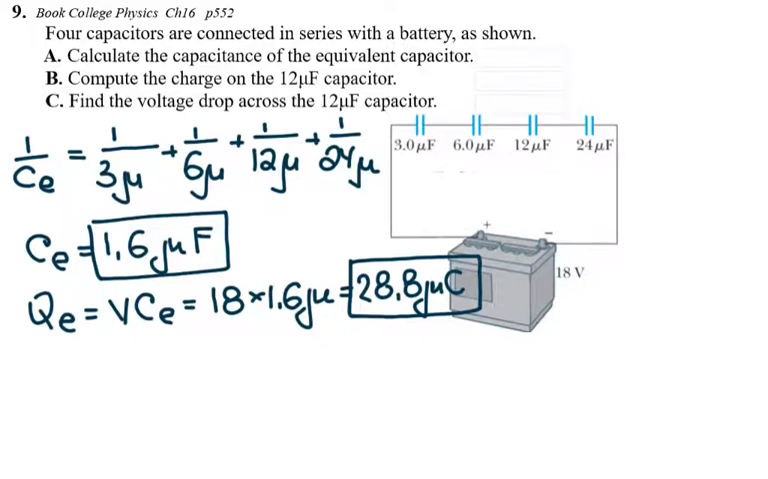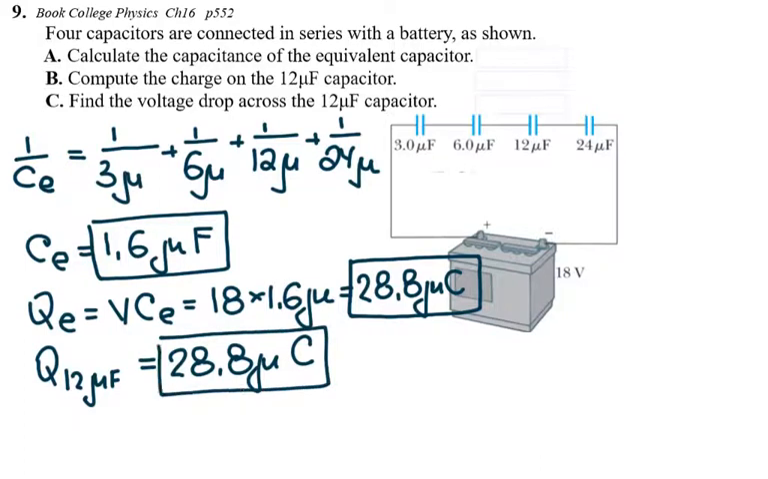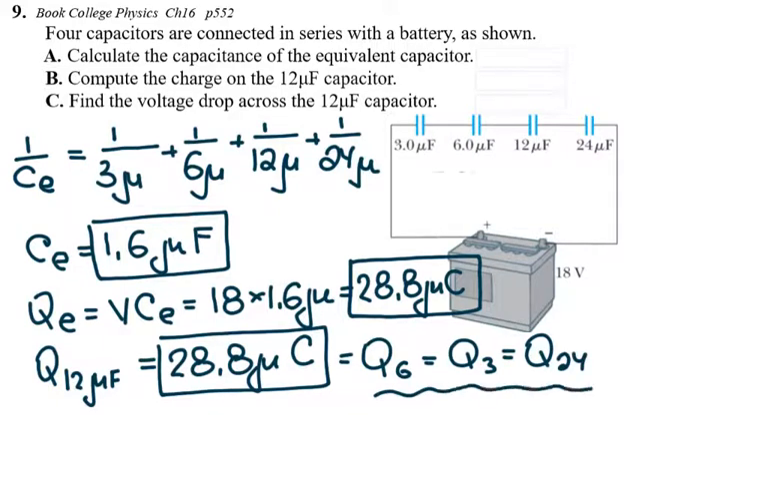So I can say that the charge on the 12 microfarad capacitor is 28.8 microcoulombs, and it's the same as the charge on the 6, it's the same as the charge on the 3, it's the same as the charge on 24, so they're all the same.